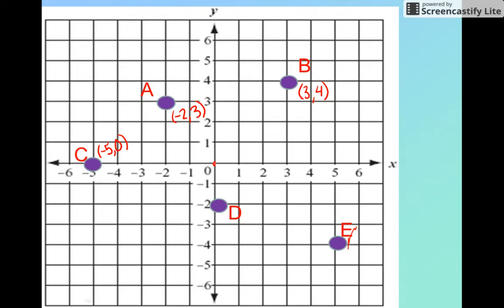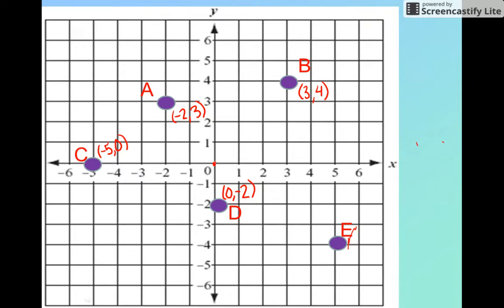For point D, I start at my origin, but I'm not going to the right or to the left any. I'm only going down 2. So since I didn't go to the right or the left any, I moved 0 to the right or to the left, but I went down 2. So my ordered pair is 0, -2.